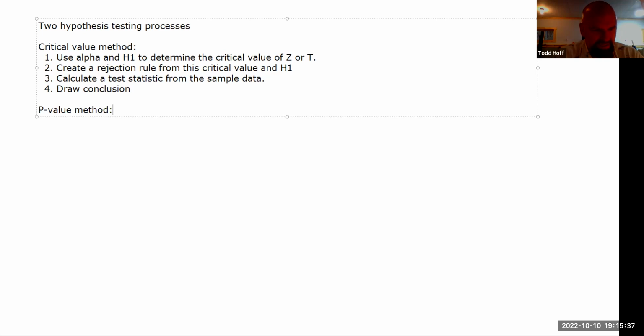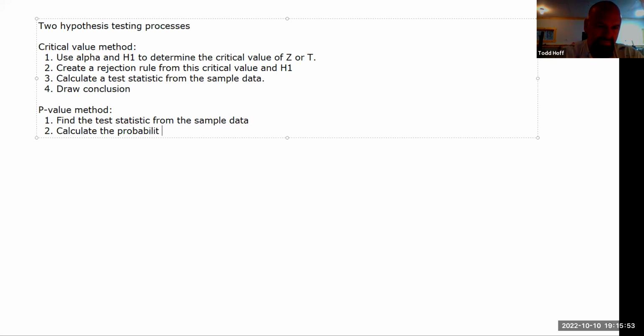In the p-value method, we still find the test statistic from the sample data, but then we calculate the probability of a more unusual result. This is again based off of H1 as to what direction would be unusual. And then we compare to alpha.